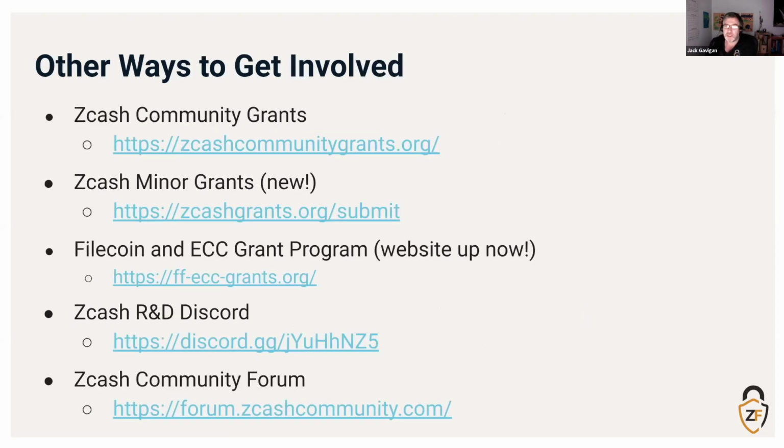Other ways to get involved are to apply for a Zcash community grant. They fund ongoing development work by new teams entering the Zcash ecosystem. We've also just this week launched a new grants program called Zcash Minor Grants, which I'll talk about a little bit more later. Filecoin and the Electric Coin Company also have a grant program for projects that will benefit both the Filecoin and Zcash ecosystems. There's an R&D Discord where members of the Zcash community come together to communicate and collaborate. And then finally, last but not least, there is the Zcash Community Forum, where lots of discussion and debate and other types of interactions take place on a regular basis.